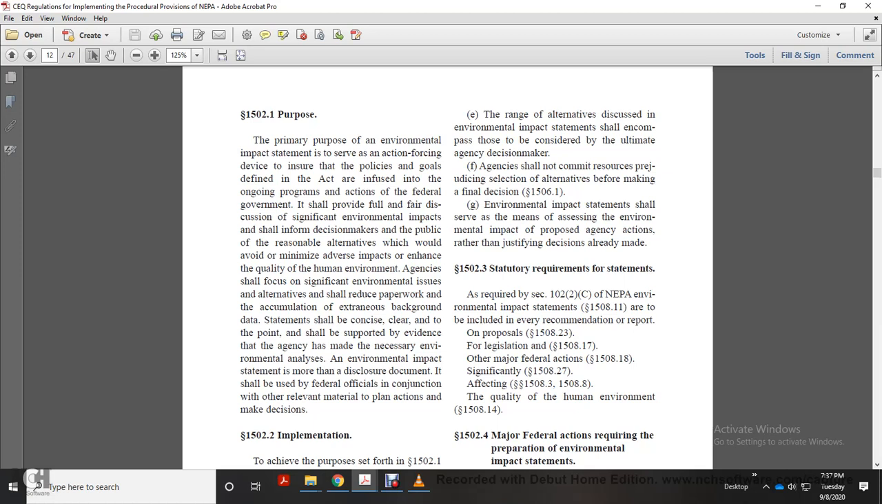Environmental impact statements shall serve as the means of assessing the environmental impact of proposed agency actions, rather than justifying decisions already made.